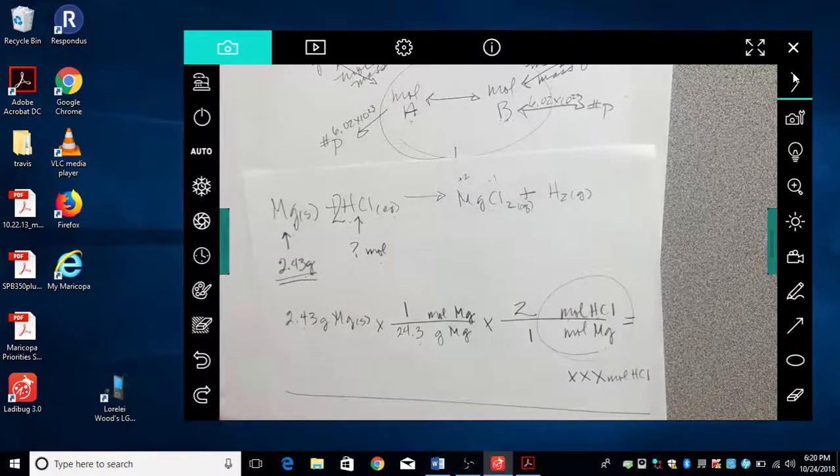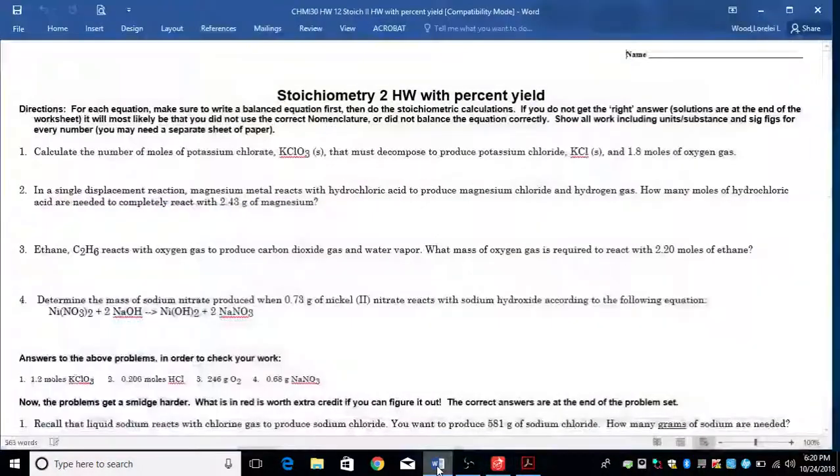let's do the third problem. Third problem. Now we're talking about a different substance. In this case, ethane. Ethane is C2H6. Apparently, ethane reacts with oxygen gas. In this case, we know oxygen gas is O2, to produce carbon dioxide gas and water vapor.